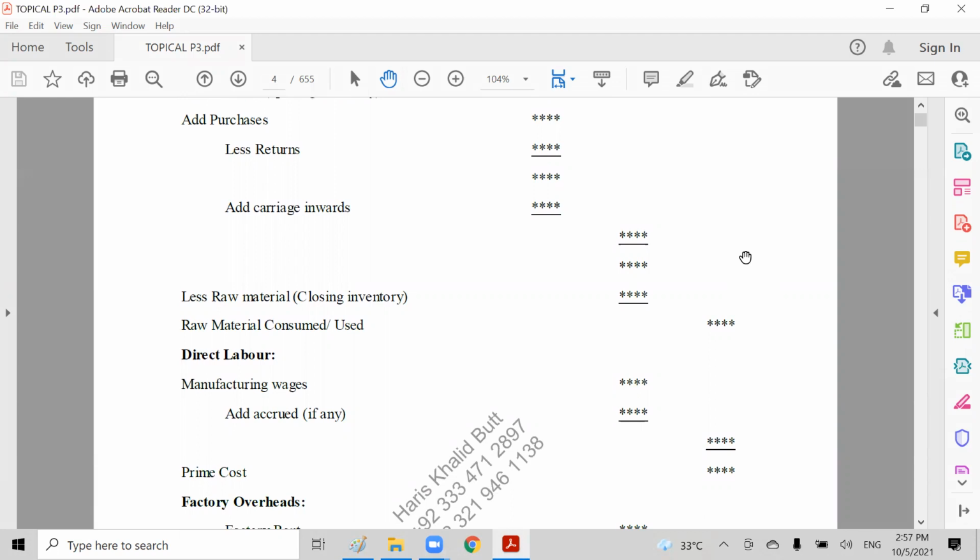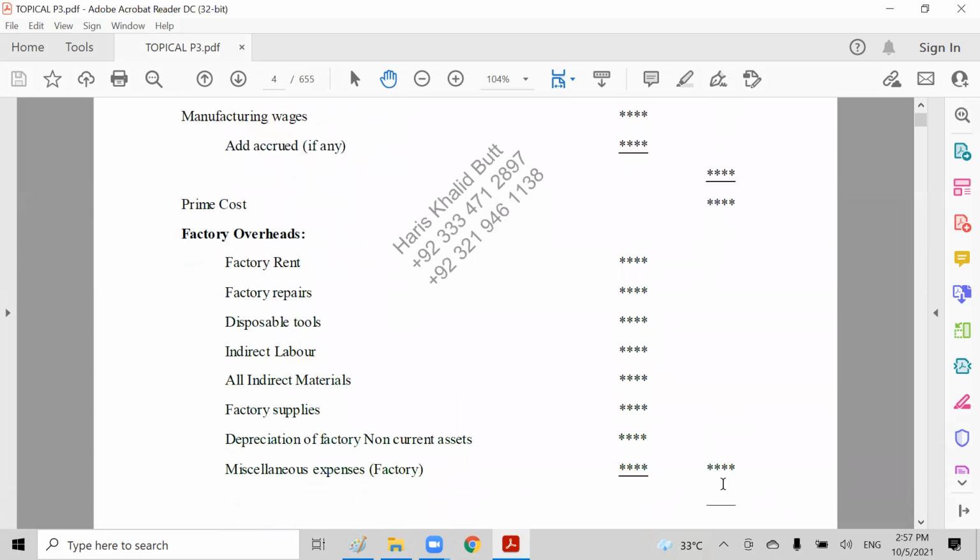Production wages. Add accrued if any. If there are some accrued factory wages, it will be added in manufacturing wages to get the total manufacturing wages. And if we add material used and direct wages, we will get the prime cost. So prime cost is basically the total of direct material and direct labor, or you may say the total of direct cost, and it is also known as initial cost or basic cost.